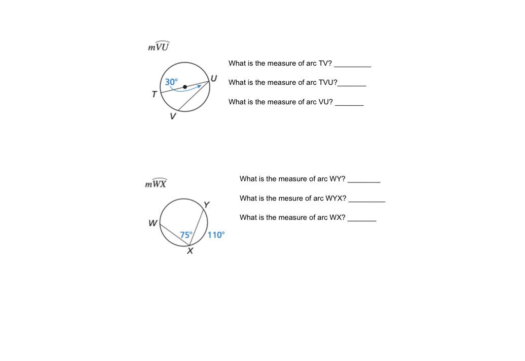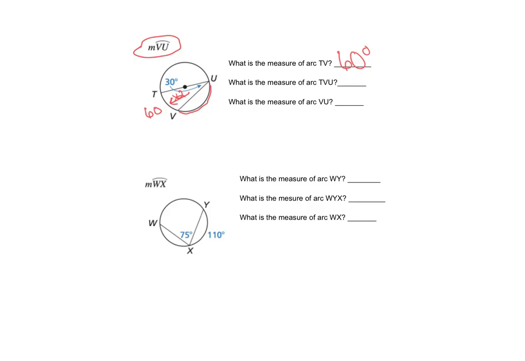Okay, so the question is asking, what is arc VU? Well, arc VU is over here. Well, that is not the arc that goes with our inscribed angle, but we do have some things that we know. So we do know that my inscribed angle is 30 degrees, and if I'm going out from angle to arc, I'm going to multiply times 2. So this is going to be 60 degrees. So arc TV is 60 degrees.